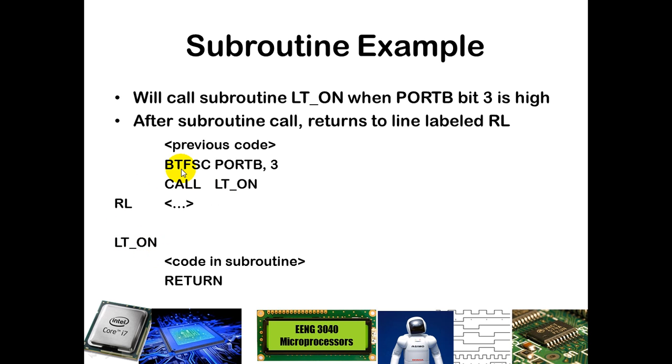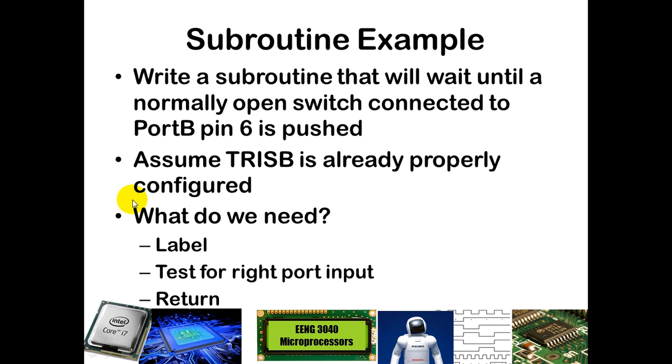which will have us come down here. At that point, this line of code's memory location will be stored on the stack. We'll jump down to this LT on statement and execute all this code inside here. We'll hit the return. That will pull back the location that we stored on the stack. It will go back up there, advance to the very next line, and go to this line labeled RL, which is our return location.